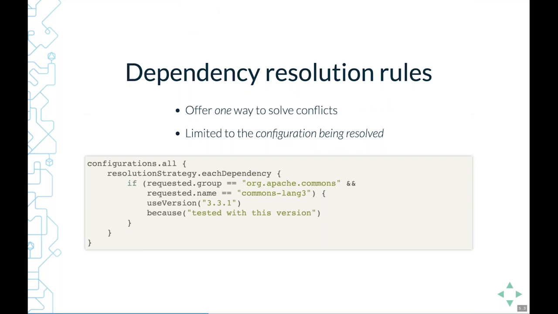The most obvious solution is to use what we call a dependency resolution rule. Say you have a conflict between commons-lang 3.1 and commons-lang 3.3.1. Well, you look at the two versions and you select which one you prefer. In this case, we say, I'm going to use 3.3.1, and because I'm nice, I'm going to add a little description that says, I tested with this version and it actually works. So this is a very simple way to fix the build failures that you would get by activating this fail on version conflict flag.